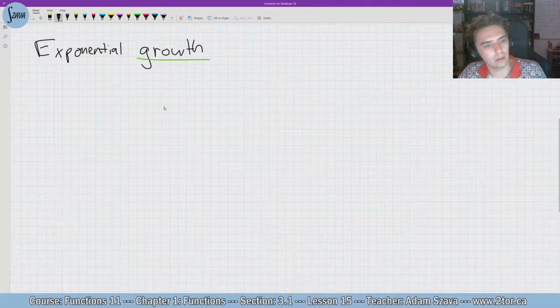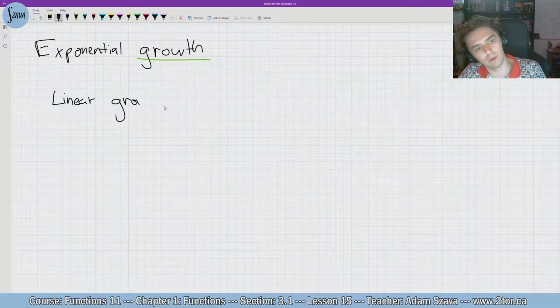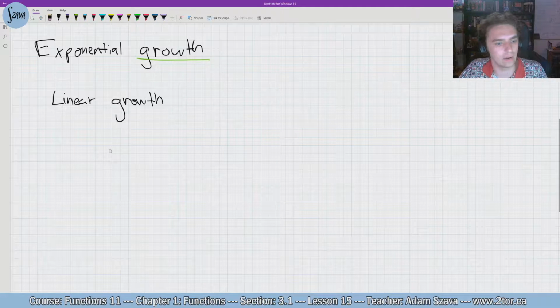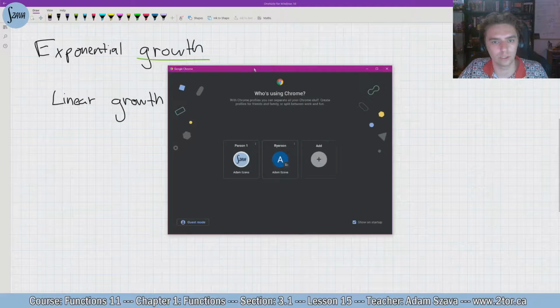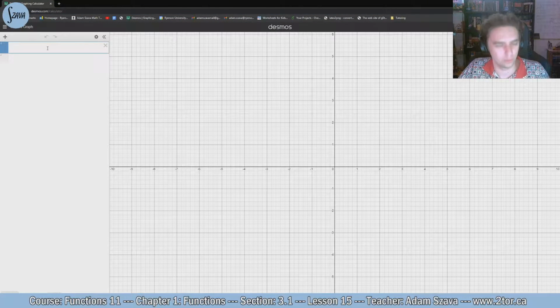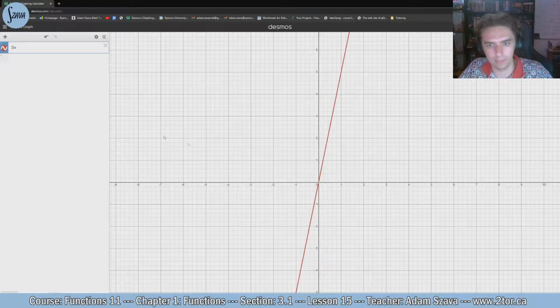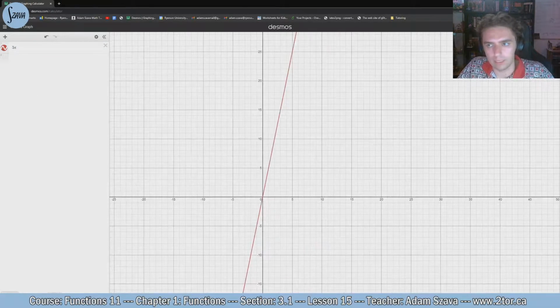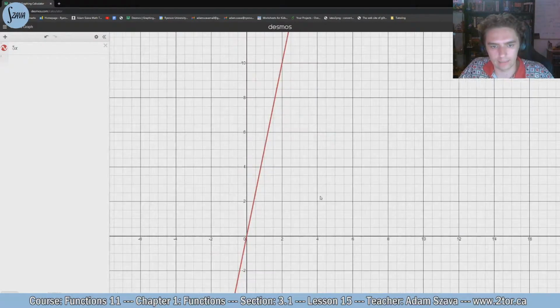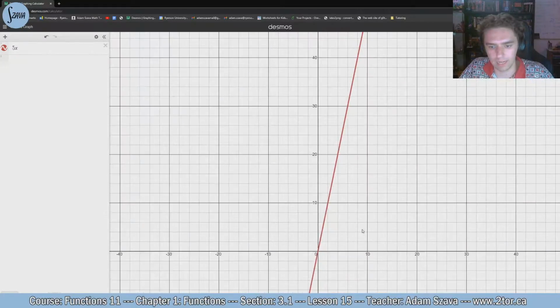First, I want to just talk about linear growth, just to give you an idea of what I mean by growth. For example, if I have a graph that looks like this. I'm going to do this in Desmos, just so that I can have an easier time with what's going on here. So if I have a linear equation like this, we'll zoom out a little bit and make that a little bit bigger, so I can see all the x-axis marks. Okay, there we go.